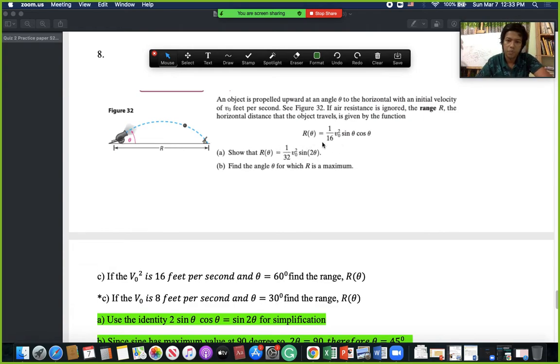And for the evaluation process of this math, how do we make them the same? We use the 2 sine a cos b formula. So we write here 2 sine theta cos theta, this equals sine 2 theta. This equals sine 2 theta, so we have it like this.